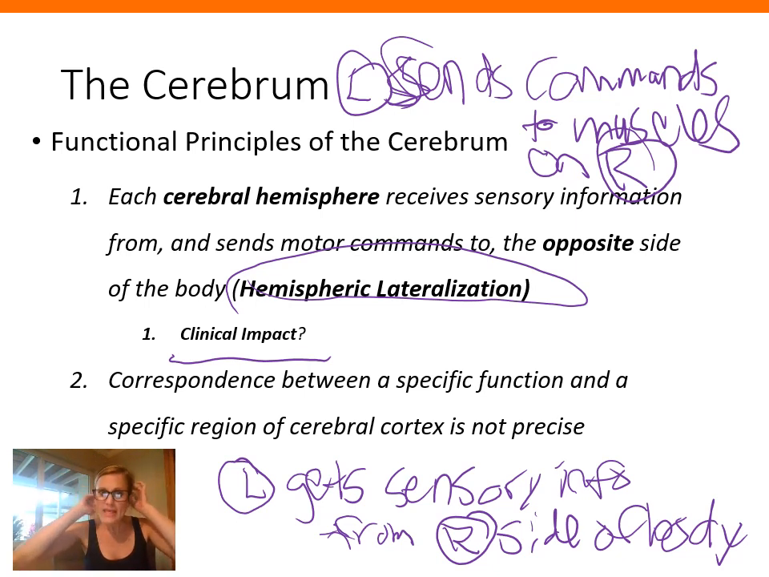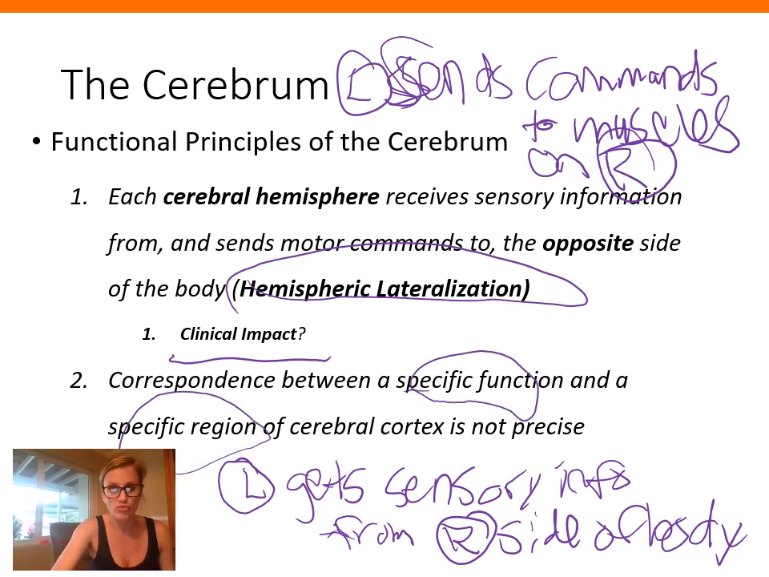Also, keep in mind that the correspondence between a specific function and a specific region of the cortex is not precise. So we might point to a little area right here and say that's the primary auditory area. But that doesn't mean that exactly where we draw a line, it stops at exactly that point, and 1 millimeter down, it stops dealing with that any longer. It's variable. And also the brain can change.